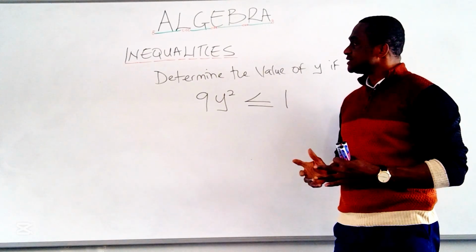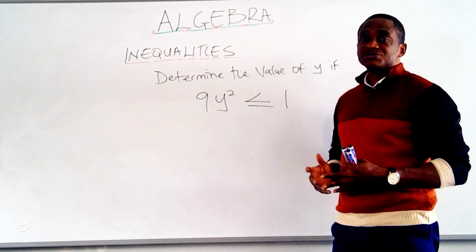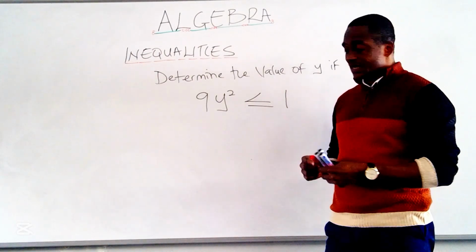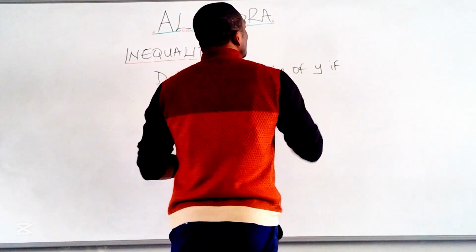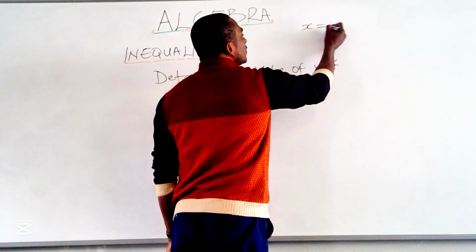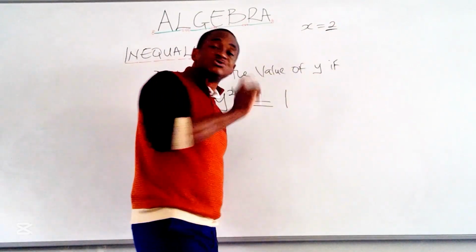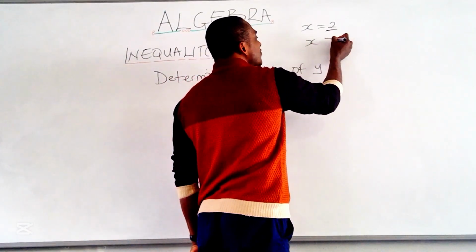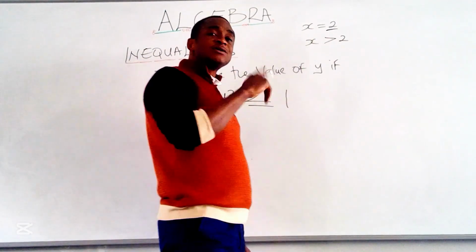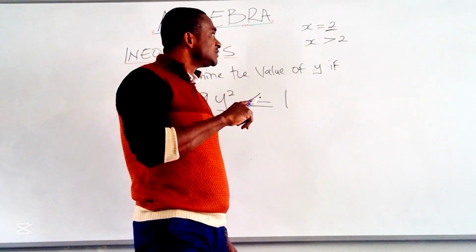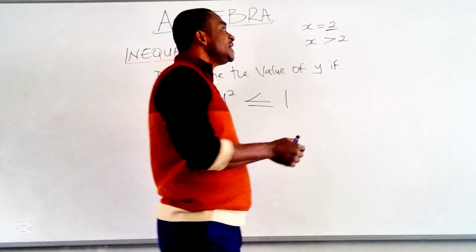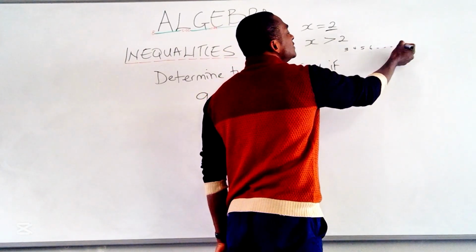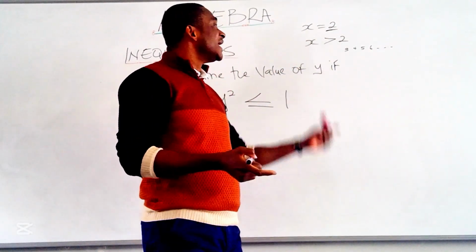Remember, inequality deals with logical operators, and we don't treat logical operators like the equality sign. Let's take an example. If I have x equals 2, I'm only talking about 2. X is 2. But if I have x greater than 2, they are not the same. We cannot misuse this. X greater than 2 means x can be 3, 4, 5, 6 until infinity. So they are not the same.